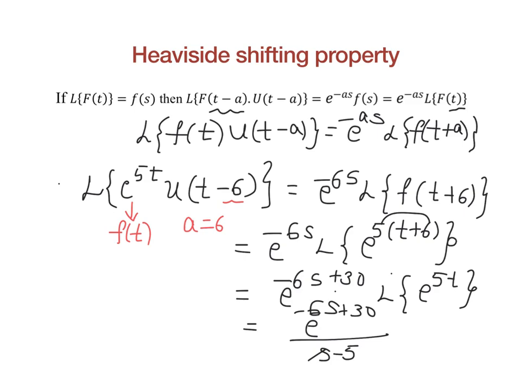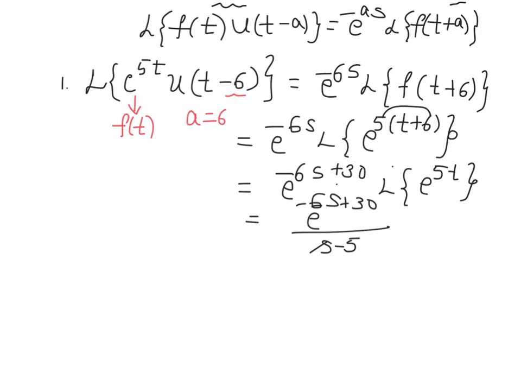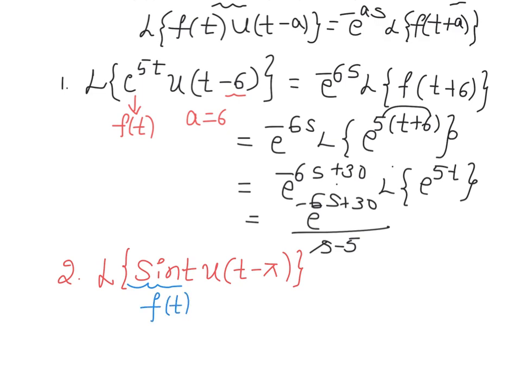So in the same way, let me take one other problem to understand the property. The next example: I'll take the Laplace transform of sin t into u of t minus pi. Here, what is f of t? f of t is sin t, and u of t minus pi we have. So a is pi now.